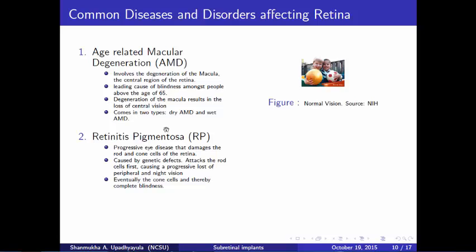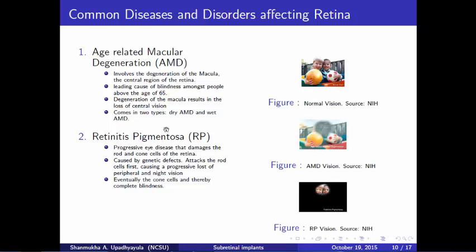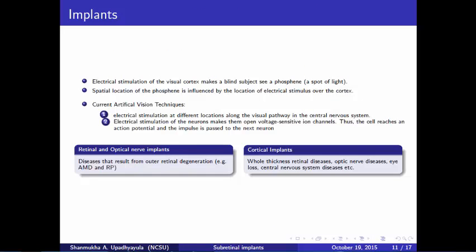So the pictures distinguish different types of vision. The first one is normal vision, which is perceived by a normal human being, and the person with AMD perceives the same image in this fashion. The person with retinitis pigmentosa perceives the image in this fashion. In order to overcome the deficiencies caused by these diseases, we use visual implants.